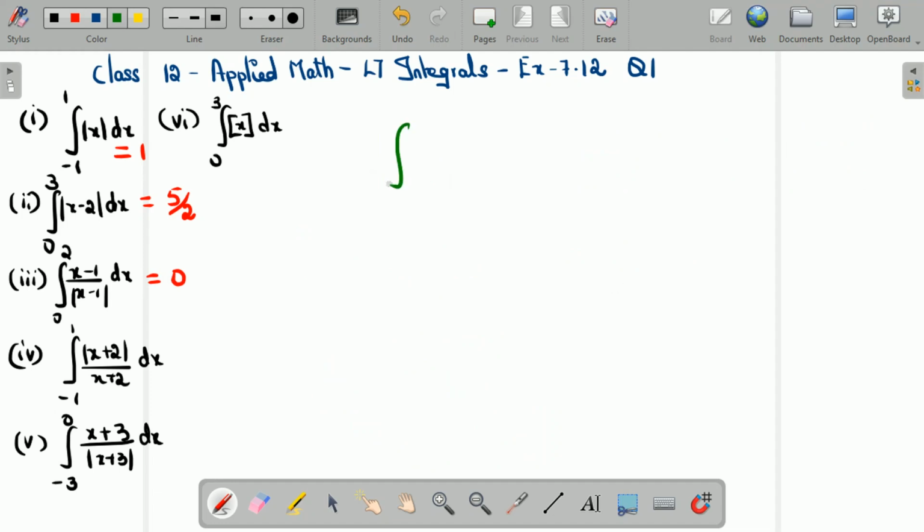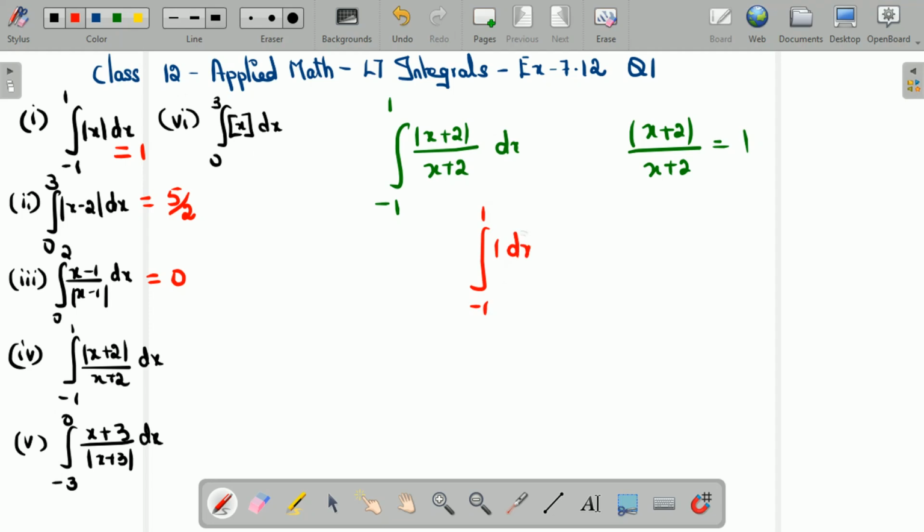The fourth integration is between minus 1 and 1, the mod of (x plus 2) divided by (x plus 2) dx. See, this function is going to return only a positive value of 1 if the value of x is going to be greater than minus 2. Fortunately for us, both the upper and the lower limit are greater than minus 2. So this operation of mod (x plus 2) divided by (x plus 2) will only return the value of 1 always. So this integration is going to be reduced to integral between minus 1 to 1 dx.